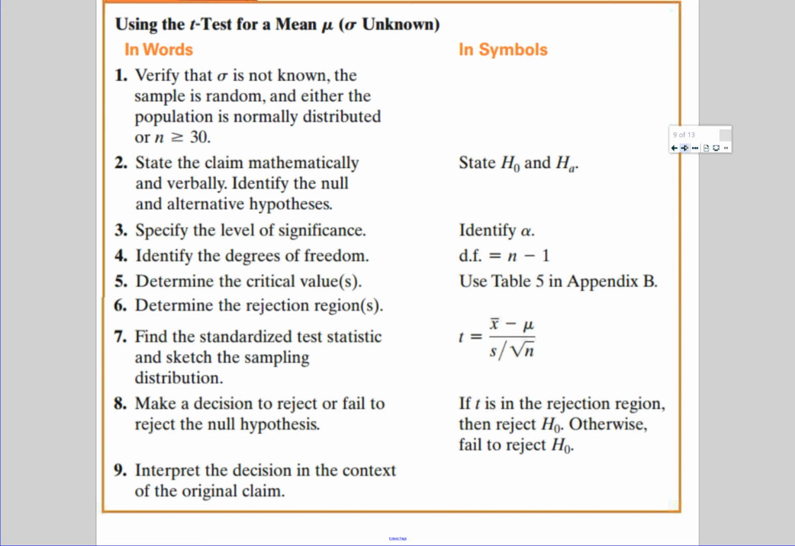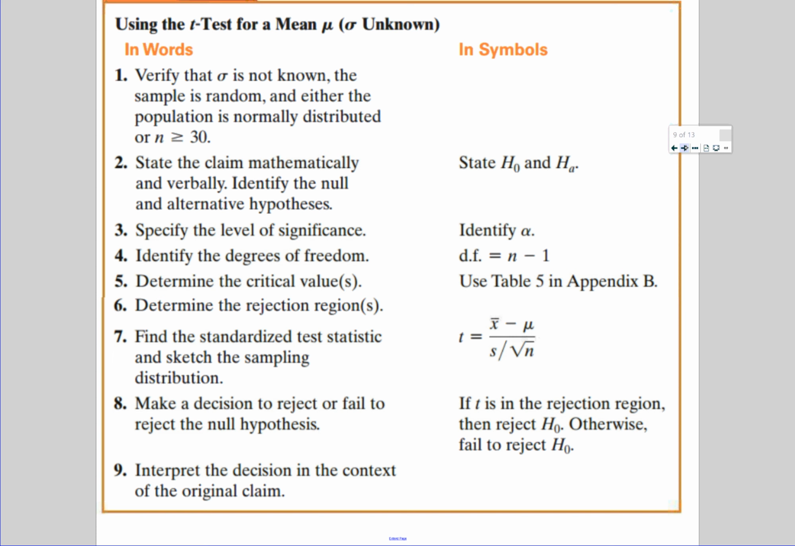We're going to state the null and the alternative. Level of significance is going to be given to us. Extra step on this one is you need the degrees of freedom, which is n-1, to get your critical value, which then you can find on your chart. Rejection region will determine if it's a left tail, right tail, or two tail test and draw those shaded areas.